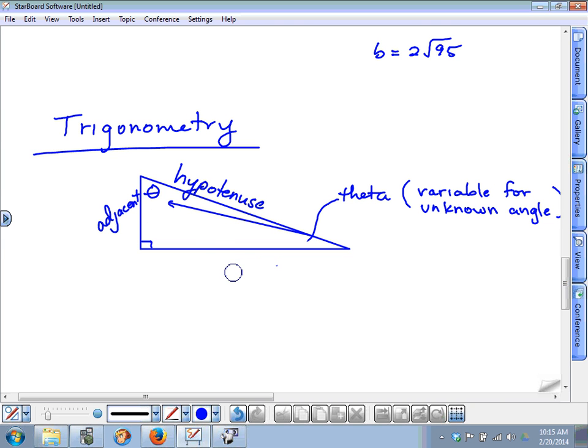And what would this side be here? This would now be the opposite. The opposite and adjacent are always going to be switching depending on where theta is. But what's never ever going to change? The hypotenuse. Hypotenuse will always be the longest side. Okay. It's always across from the right angle.